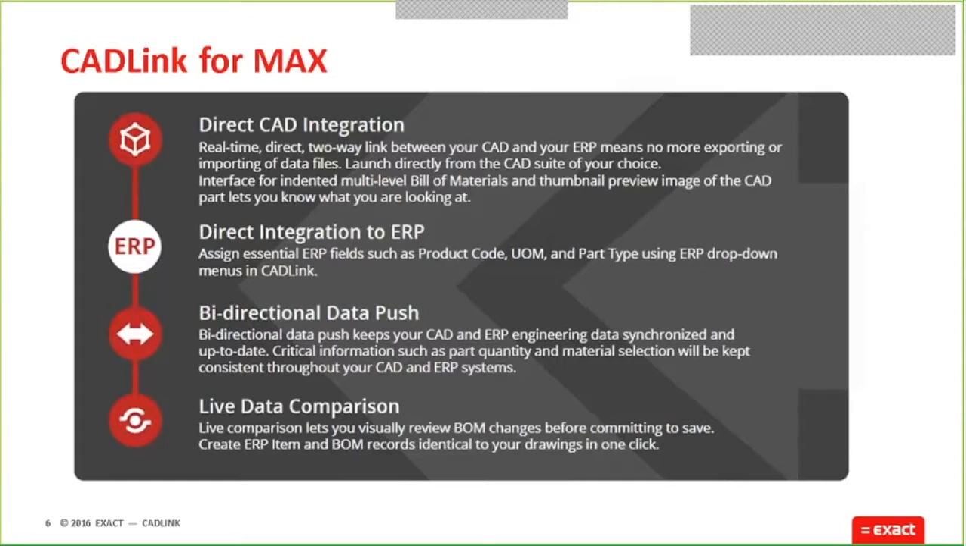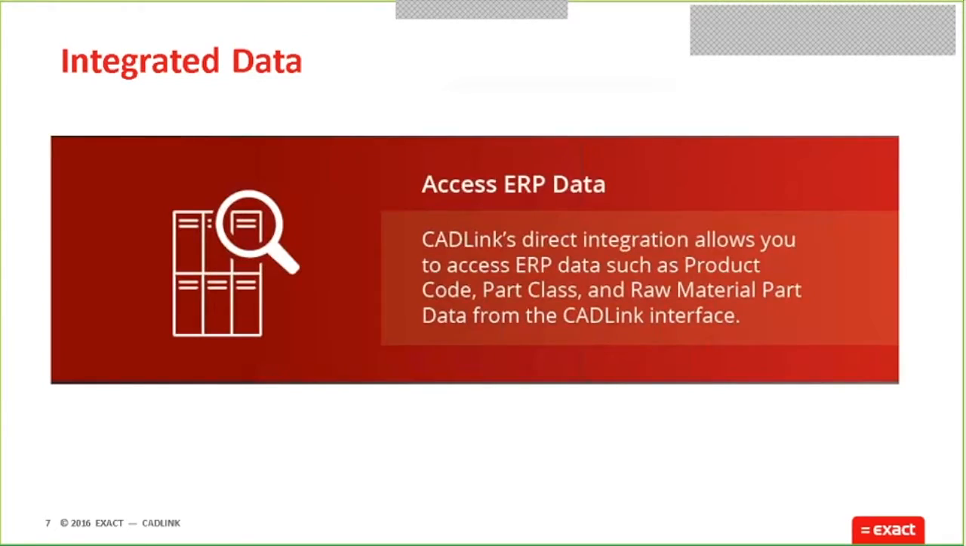The CADLink for Max integration is bidirectional, which means that you can take data from your Max ERP system and push it into your CAD package as well, so that engineers are working with validated and real-time part number information and other bills of material from ERP. It gives you access to that ERP information so that you have not only part numbers, but other fields such as a part type code field, description information, which also drives more consistent data throughout the systems.